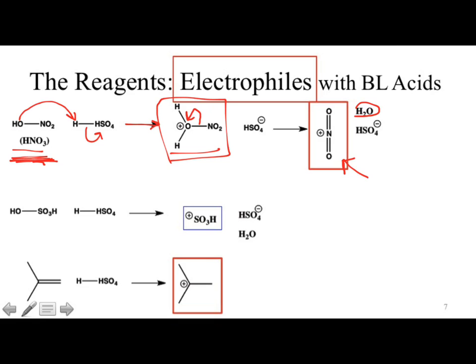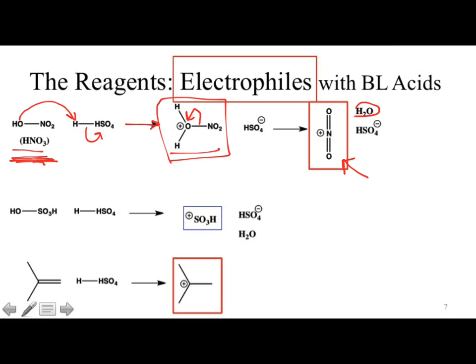The next thing that we can do, which I don't particularly like, but it's the same kind of idea, we can take sulfuric acid and react it with itself, and it can generate another electrophile. So you'll see questions on that in the homework, but I won't ask you questions about that.